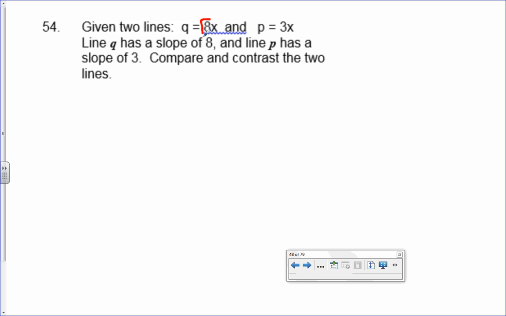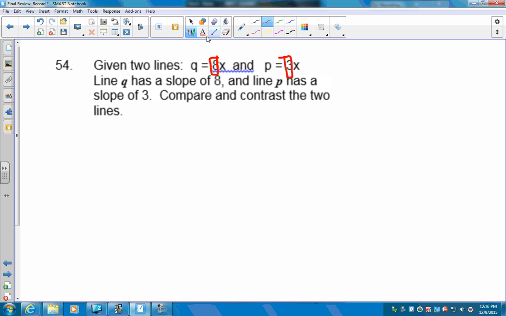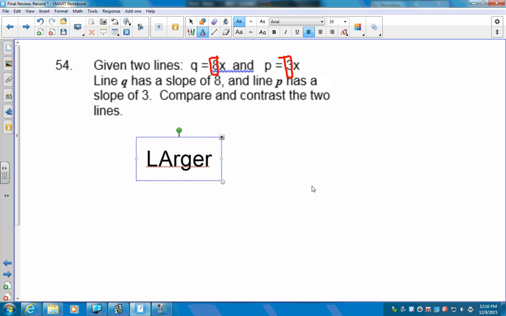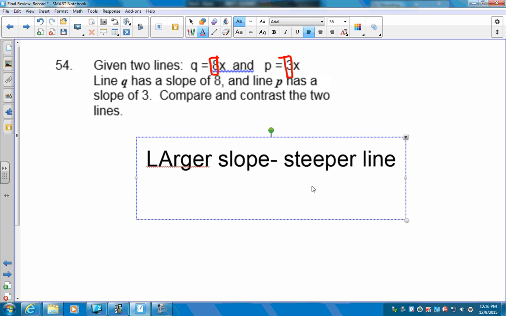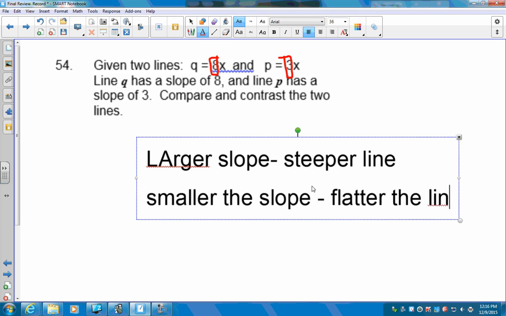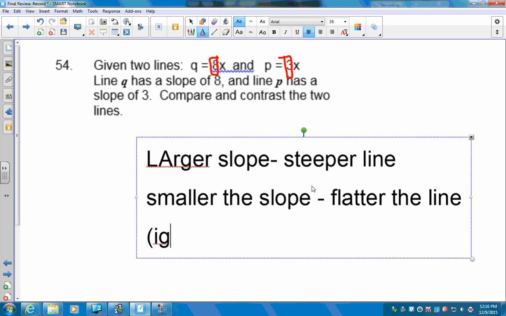Line Q has a slope of 8, and line P has a slope of 3. So it's telling us to compare and contrast the two lines. Well, one thing that we know about the slopes of lines is the larger the slope, the steeper the line, and the smaller the slope, the flatter the line. And in this situation, we ignore negatives. So you just look at the number, ignore the negative.